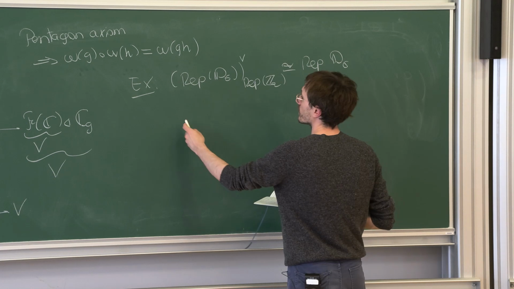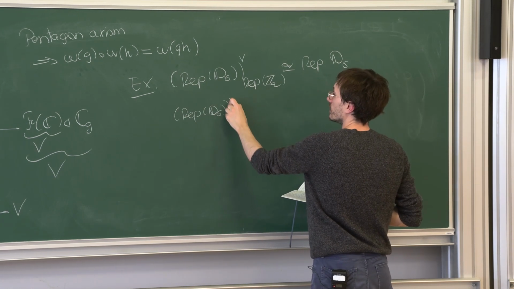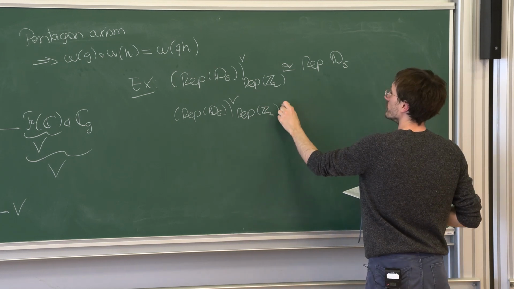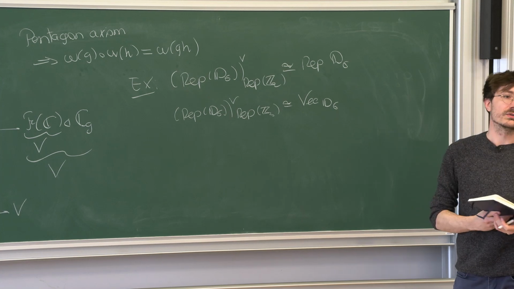So the other example, for instance, rep Z3, then we know that this is actually vec D6, which is why we had the D6 symmetry as well.